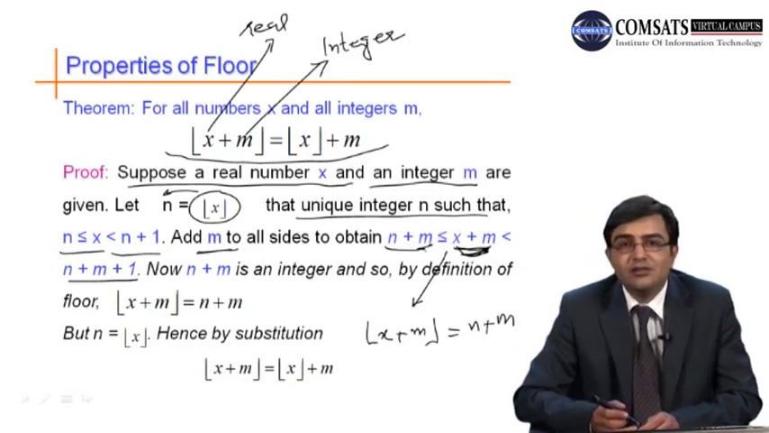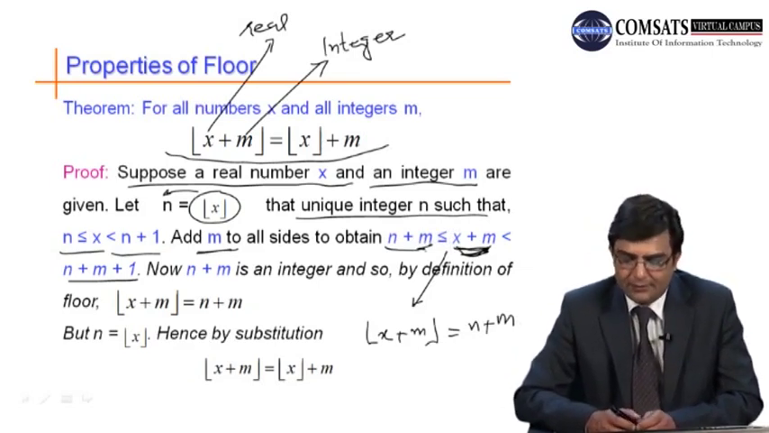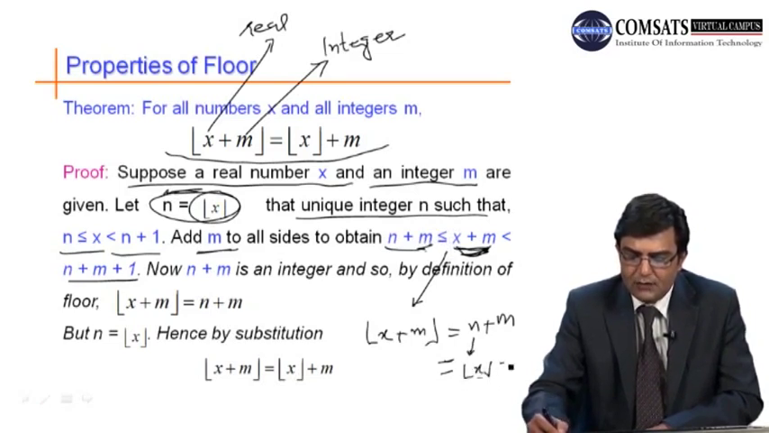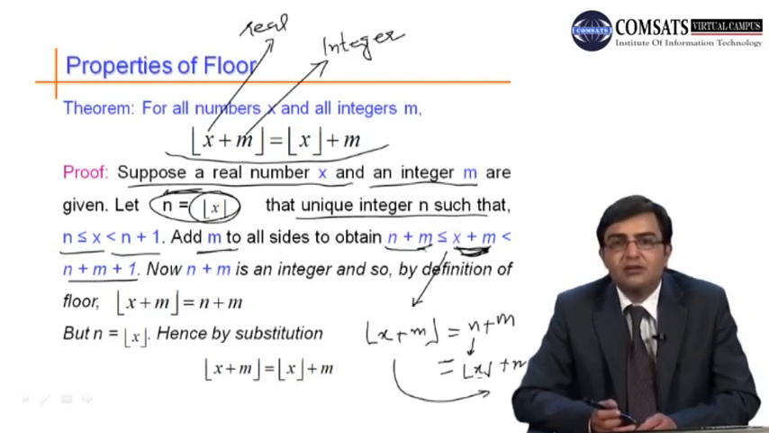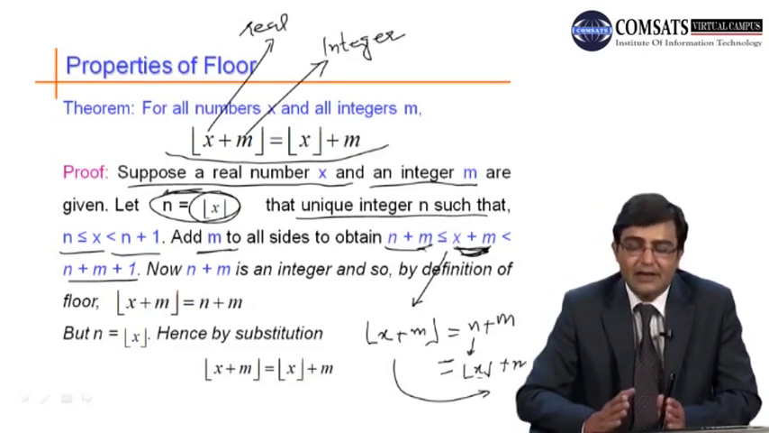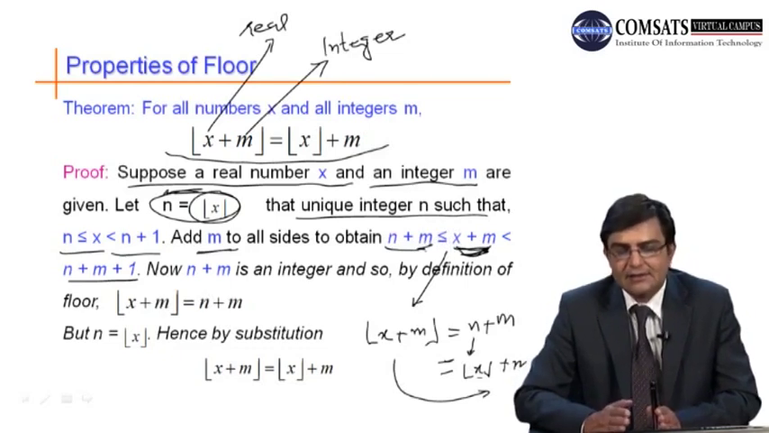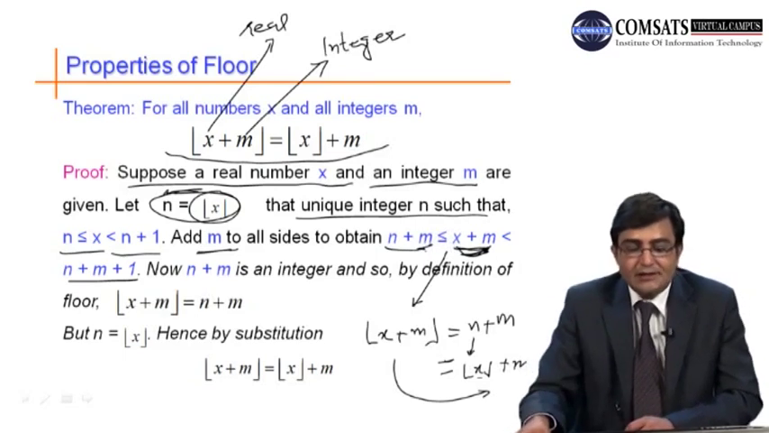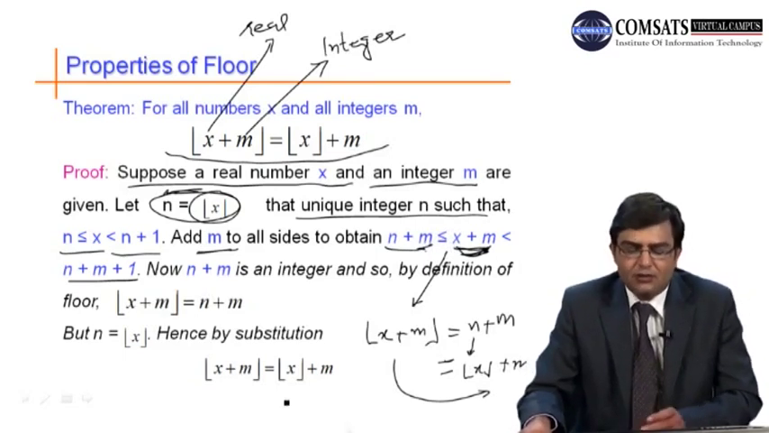Here we have used the definition of the floor function, but we have said that n is equal to floor of x. So instead of n here we can write floor of x. So we have proved this equal to this, which was required to prove. So the floor of a real number plus an integer is the same as taking the floor of that real number and adding the integer.